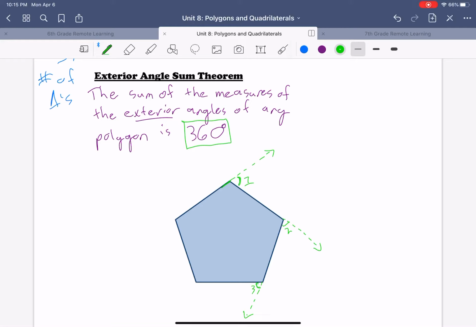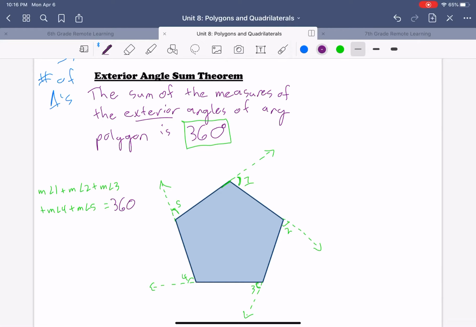There's 3. Let's see, we'll extend this one. There's 4. And this one right here is 5. Okay, so if I add all 5 of those together, plus measure of angle 4, plus measure of angle 5. So I'm sorry, did I say all 4 of those? All 5 of those together, we are going to get 360.